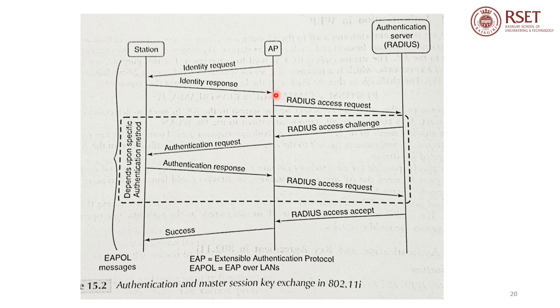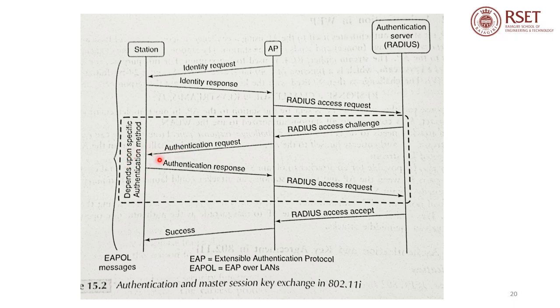The AP will send this ID value to the RADIUS server as a RADIUS access request. Once the identification value is received, the RADIUS server will ask for proof of this ID value from the access point. That is the RADIUS access challenge that is sent back to the AP. Once the AP receives the challenge, it will again communicate with the station, requesting proof of the ID that has just been submitted. That is what is known as the authentication request.